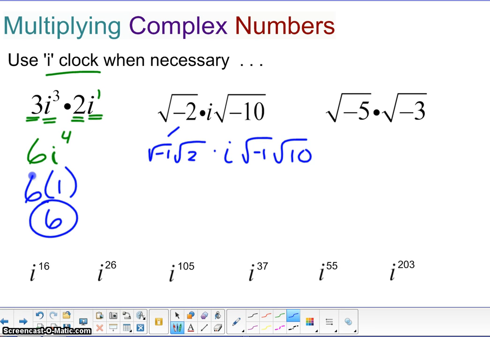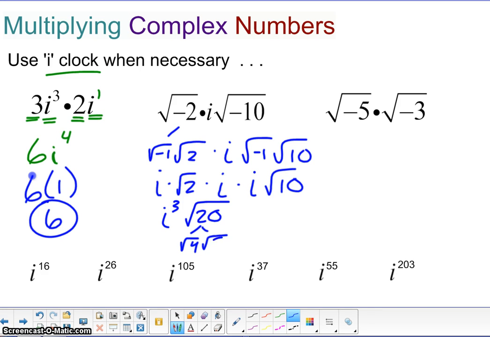Let's see what we have left over. Here we have an i, square root of 2, another i, square root of 10. And if we put all of the i's together, we have i cubed, and the radicals together are going to give you a radical 20. So again, simplifying means you can't have any square roots inside. And I know the square root of 4 goes into 20. So I'm going to continue over here. So I'd have i cubed times 2 times radical 5.